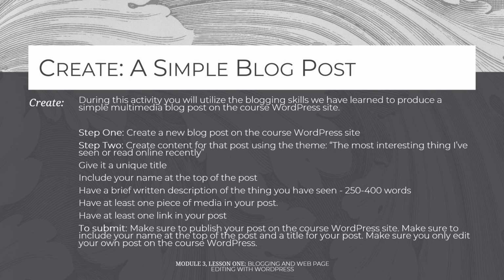After you've created a post, add some content to your post. Take as your theme, the most interesting thing I've seen or read online recently. Give your post a unique title and add your name at the top of the post so your instructor knows who wrote the post. In your post, write about 250 to 400 words describing the most interesting thing you've seen or read online. Have at least one piece of media content and one link in your post. When you're done, hit publish on your post. That way it's saved on the course WordPress and your instructor can see you've completed this assignment.